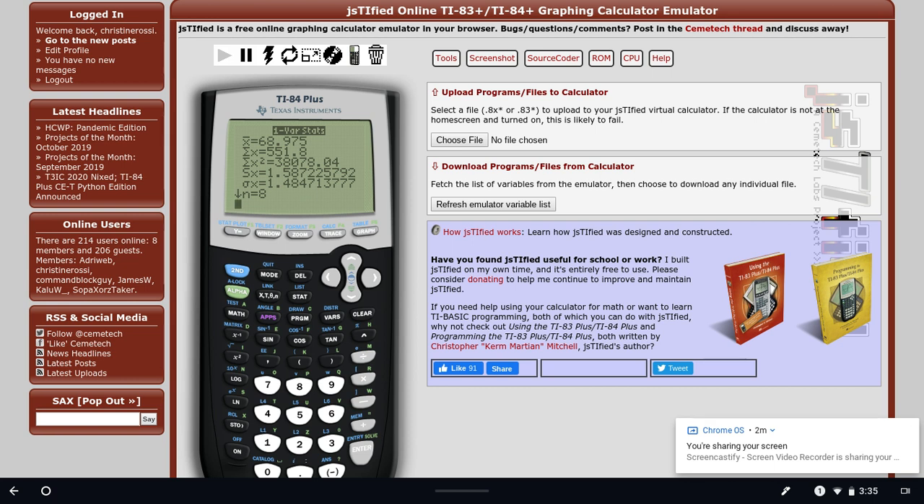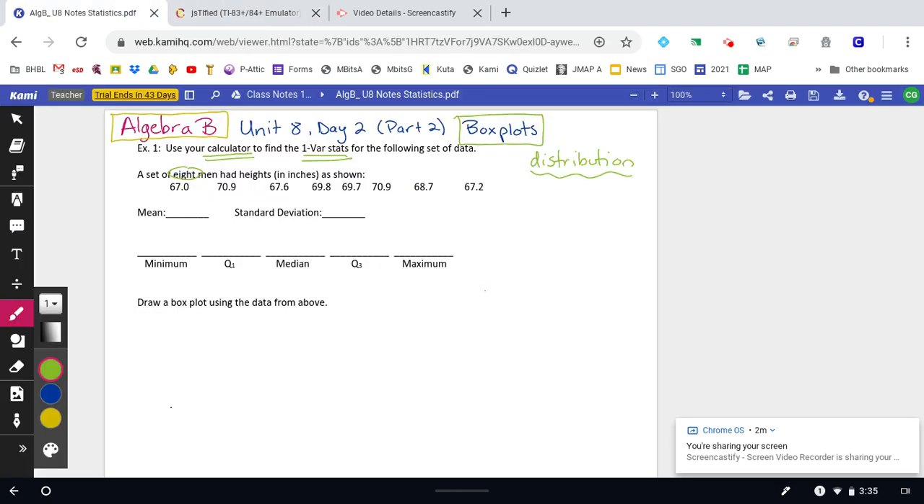Now we have our mean. Remember, our mean is our X bar. We're just going to note the mean. The mean actually has nothing to do with box plots, though. So our mean, our X bar, is 68.975. So the average height is about 68.975.